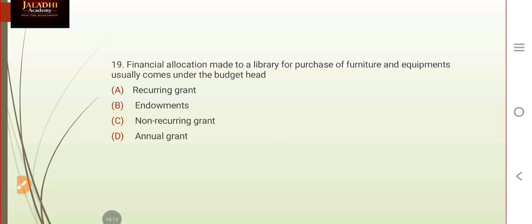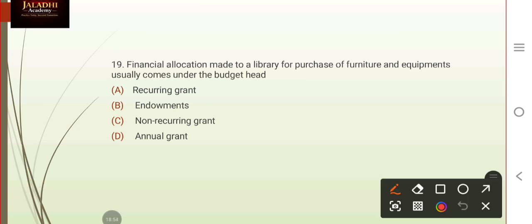Next is the 19th. A financial allocation made to a library for purchase of furniture and equipment usually comes under the budget head: recurring grant, endowments, non-recurring grant, annual grant. Recurring grant means repeated expenses. Endowments relate to donations. Annual is a general term. Non-recurring grant is the correct answer, because we will not purchase these under the recurring grant.